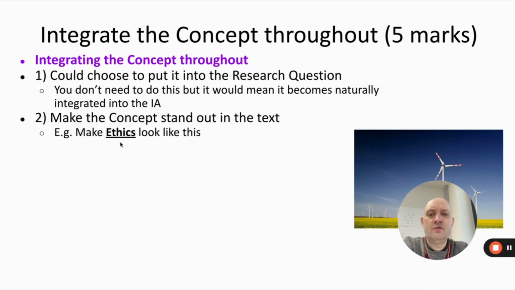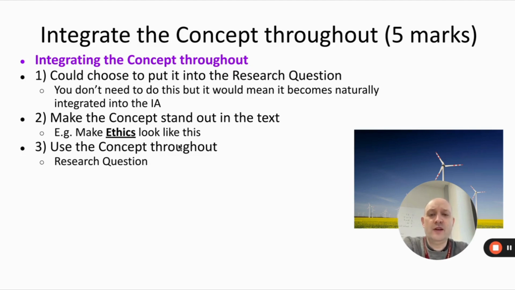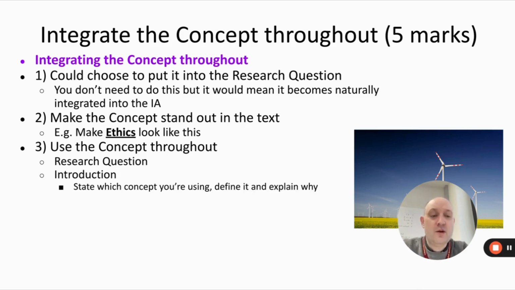When I say a variation, you could use the word ethics or ethical or ethically. Any variation of that word would all be use of that concept, and I would then bold it or something like that. And then use the concept throughout. So you could put it into the research question. You must put it on the title page, as we looked at in the previous video about structuring your IA. In the introduction, I would have a small paragraph, maybe in the methodology, stating which concept you're using, define it, and explain why you're using it. So in this research question, I'm using ethics because, and then you're justifying why it fits your research question.